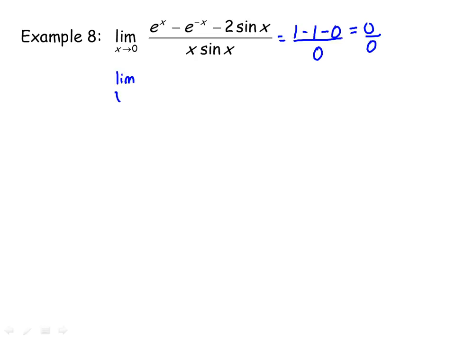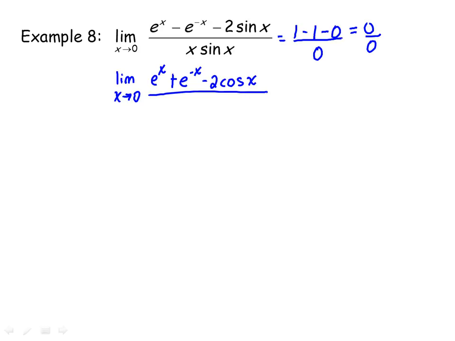So let's take the derivative of the top. Derivative of e to the x is what? E to the x. The derivative of negative e to the negative x, that's going to go to plus e to the negative x. Basically, it just changes the sign. Okay, what is the derivative of negative 2 sine x? Negative 2 cosine x. Now, all of that's addition and subtraction. Actually, it's all subtraction. So you can just take the derivative of each one.